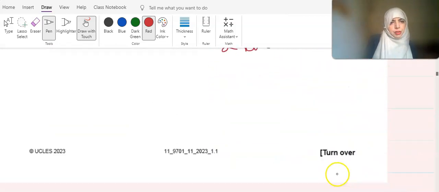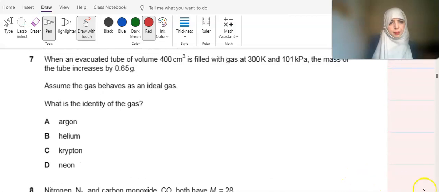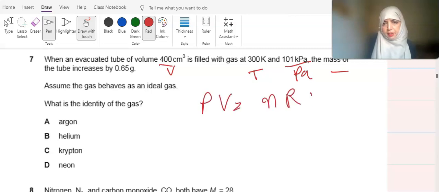Now question number 6. Well, it is a very simple question. Evacuated tube, volume is given, temperature is given already in Kelvin, pressure is in kilopascal, so you have to take it in Pascal. You need to find the mass, you need to find the molar mass of the gas, then you would be able to find which gas. Okay, so you know PV is equal to nRT. Just put the values. V is 400 centimeter cube, you have to take it in meter cube.